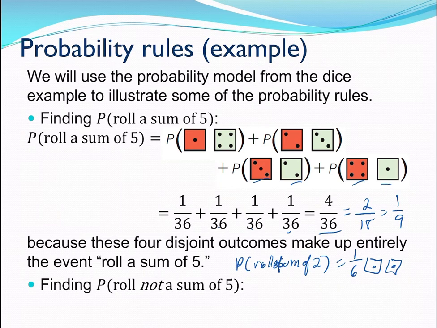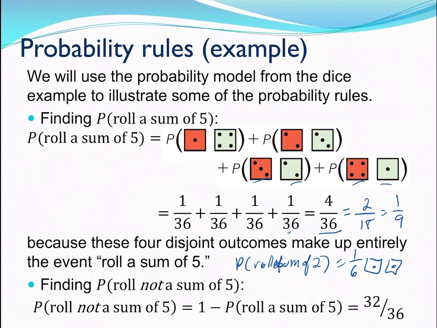So the probability of rolling not a sum of 5, so any of the other possible sums, 2 through 12, that would be 1 minus the probability I roll a sum of 5, which would be 32 over 36, which would be 16 eighteenths or 8 ninths.